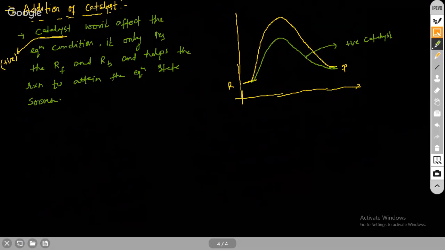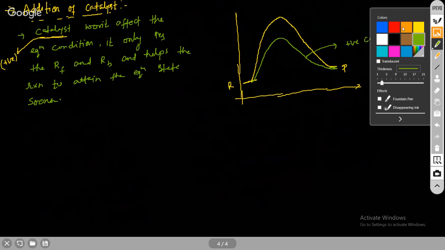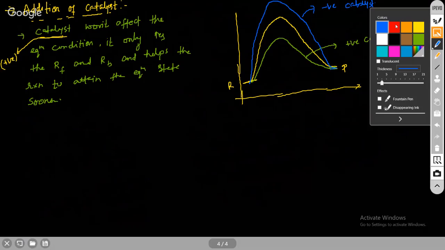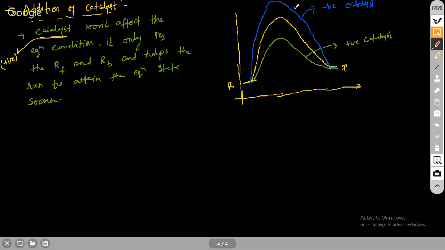And if the catalyst is negative, that catalyst will increase the activation energy, and then the reaction goes like this. It will increase the activation energy and then come down to the final value here. So this blue one is with negative catalyst. Both are possible. The equilibrium condition will be the same, but with positive catalyst it is attained sooner, and with negative catalyst it takes a long time.